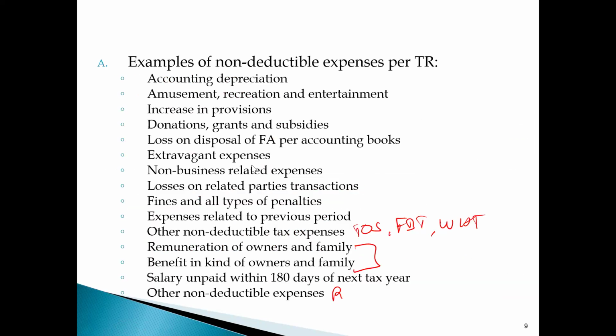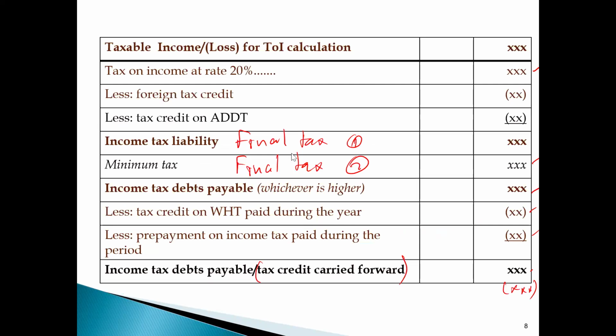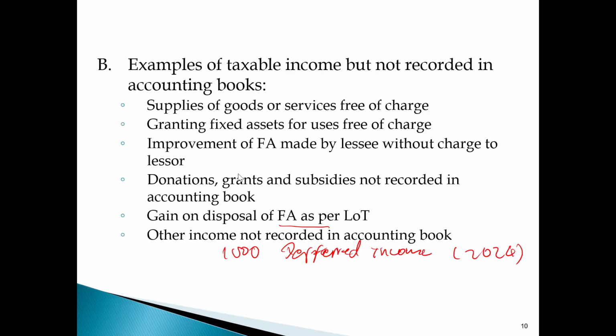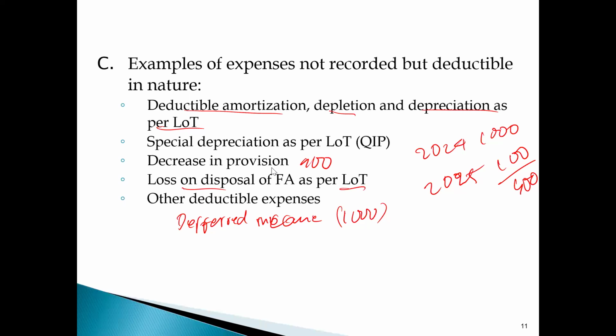We've finished the process of how to calculate TOI. I repeat again, you need to remember all of these steps, and also remember what kind of expense it is not deductible, incomes taxable but not recorded. A few examples here. And then all deductible expense but not recorded.